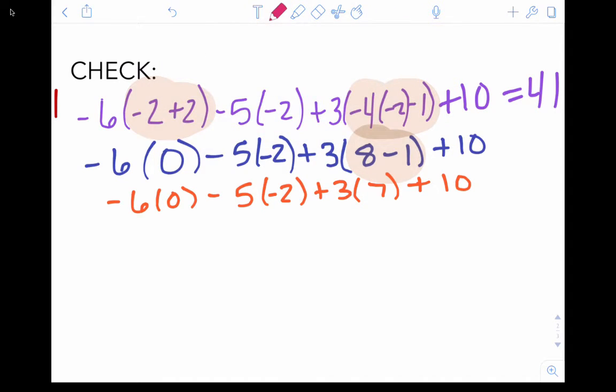After parenthesis, I have exponent, but there's no exponents in here. So I'm going to move on to my next order of operation, which is multiplication. And I'm going to do my multiplication working left to right. So I have negative 6 times 0, which is 0. And then I have 5 times negative 2, which is negative 10. I have 3 times 7, which is 21. And then I have plus 10.